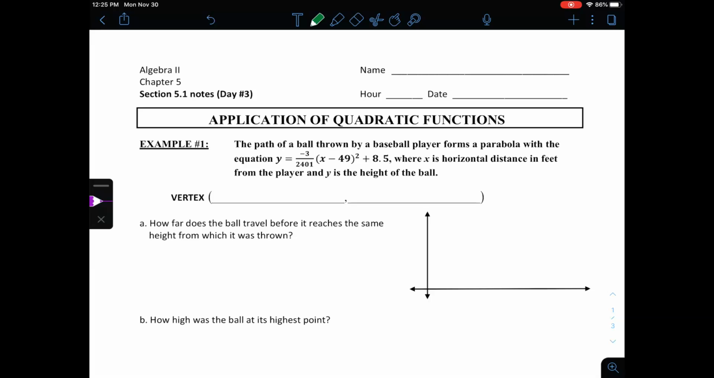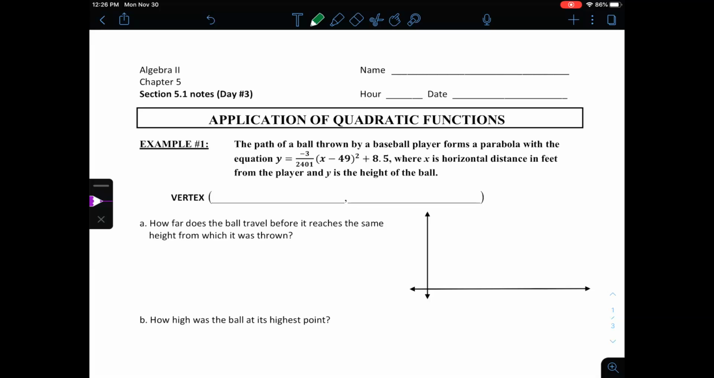If you were to throw an object through the air to someone else, like a ball or some other kind of thing, it will follow a parabolic path. So we're going to be doing a few different examples here. We're going to do one of each type: standard form, vertex form, and intercept form, and we're going to be looking at different examples of real-life parabolic applications.